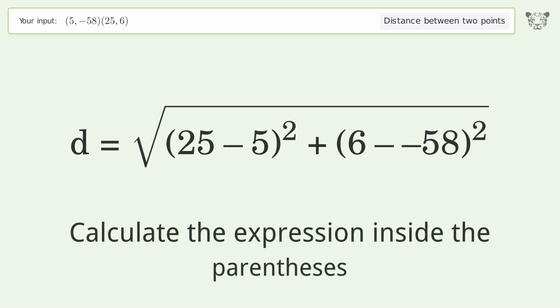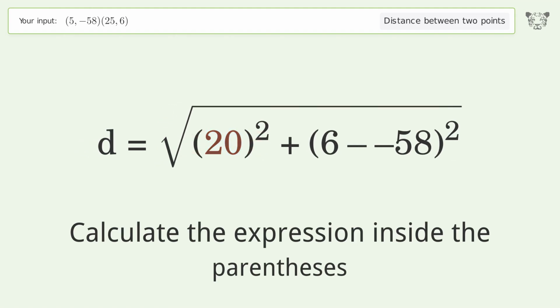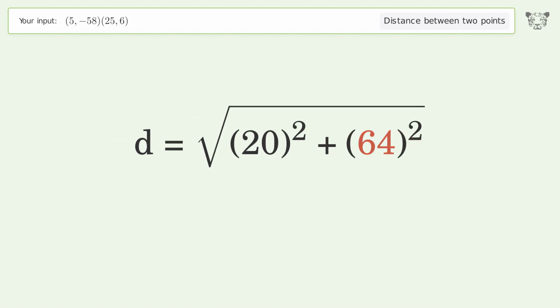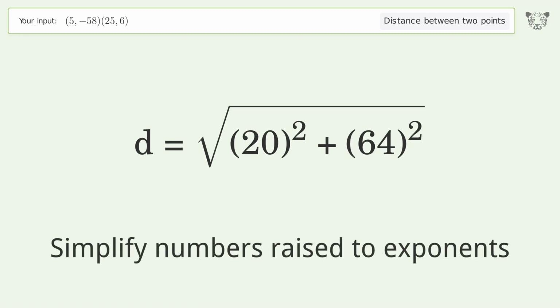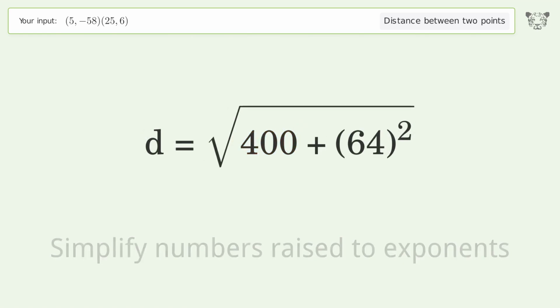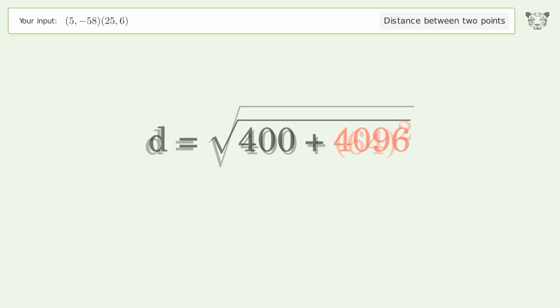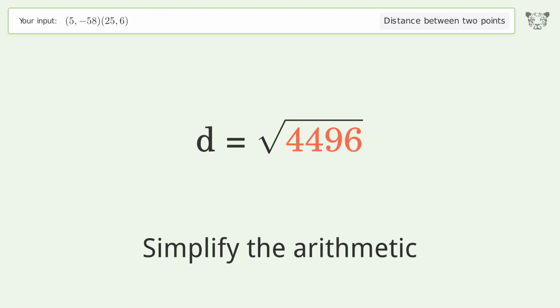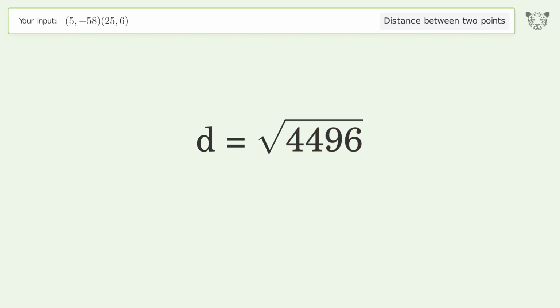Calculate the expression inside the parentheses. Simplify numbers raised to exponents. Simplify the arithmetic. And so the distance between the 2 points is the square root of 4,496, or 67.052.